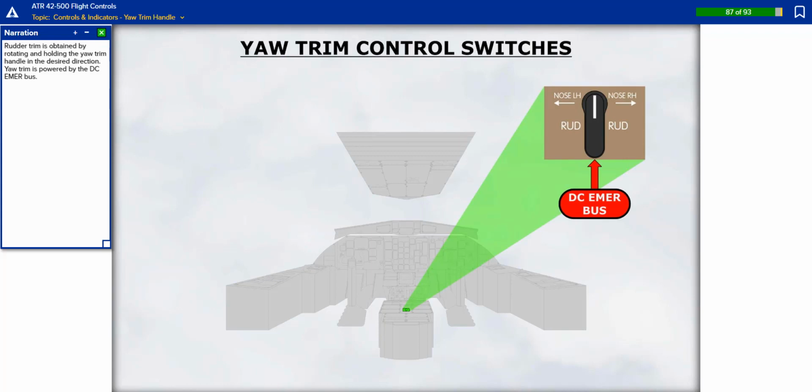Rudder trim is obtained by rotating and holding the yaw trim handle in the desired direction. Yaw trim is powered by the DC emergency bus.